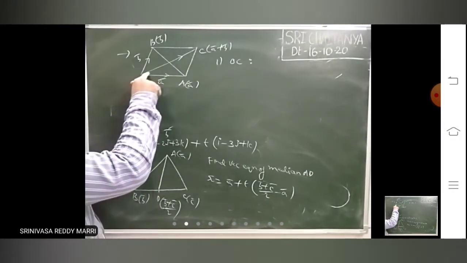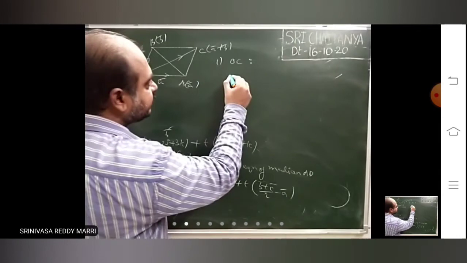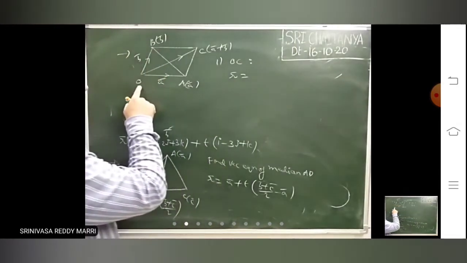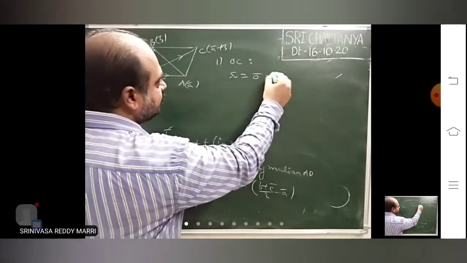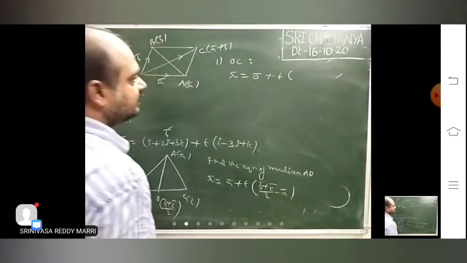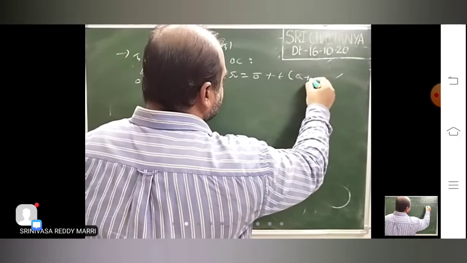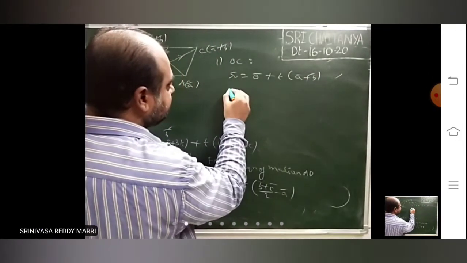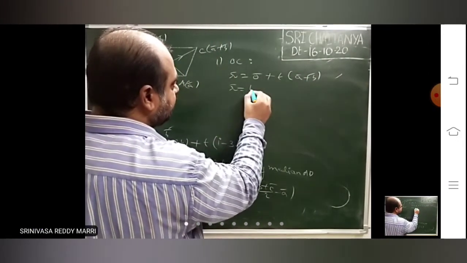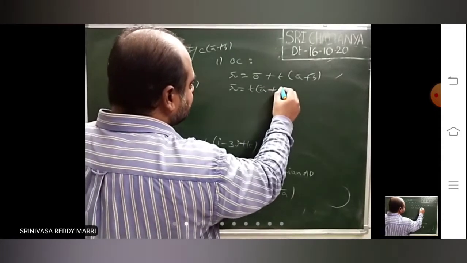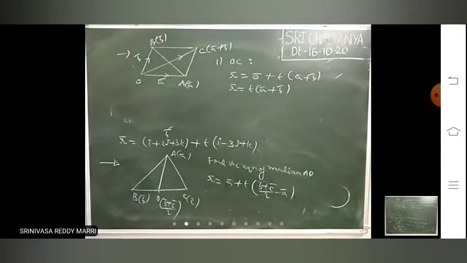Now this is passing through 2 points. What is the formula? R bar equal to A bar, here 0 bar, passing through origin, plus T into B bar minus A bar. So this is the vector equation of the diagonal OC. Here A bar is origin, B bar is A bar plus B bar.